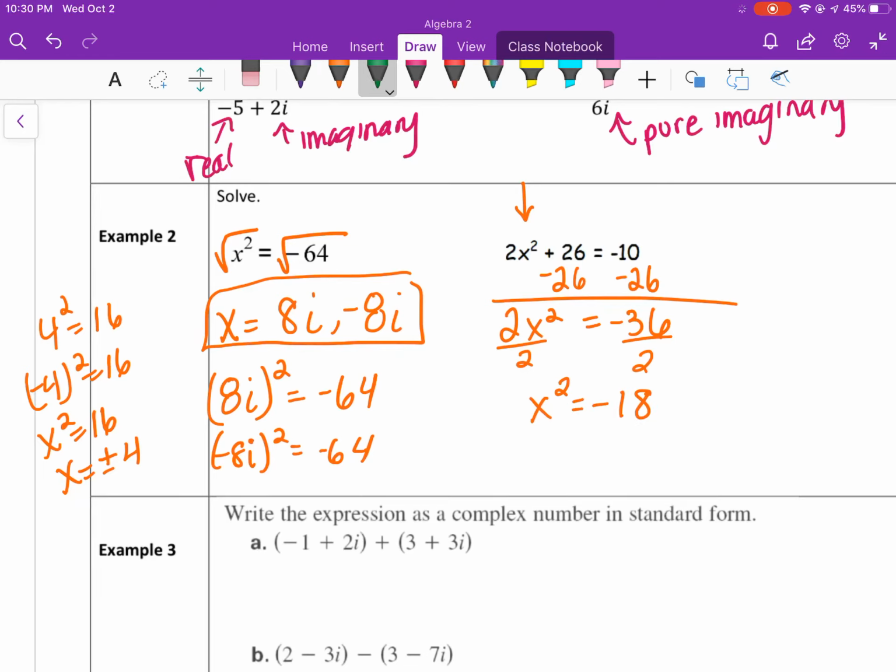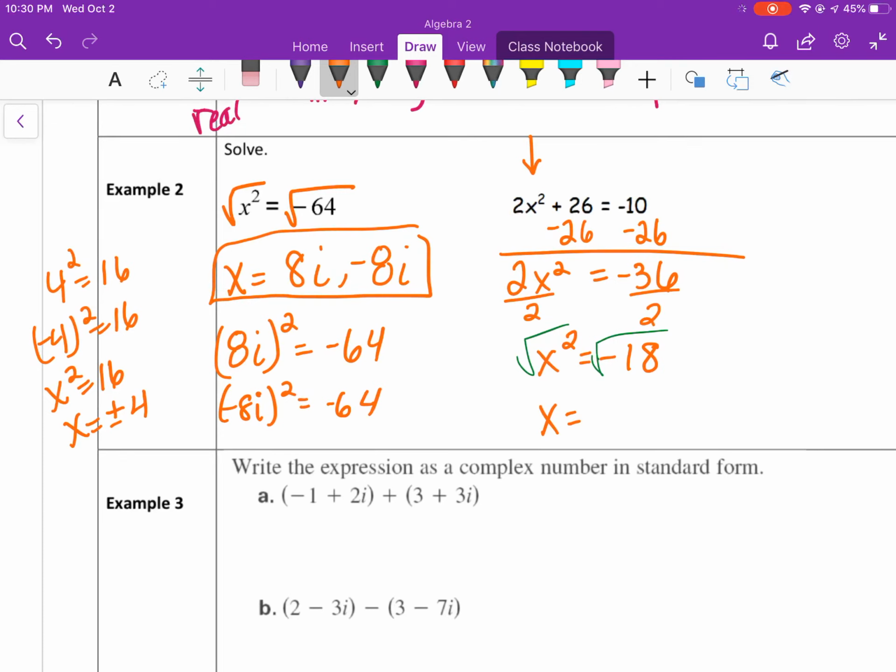Then isolate the x by getting rid of the square, by square rooting both sides, and you're going to get x equals the square root of negative 18. You can think of that as the square root of negative 9 times the square root of 2, so the square root of negative 9 is 3i, and then the square root of 2. Or if you've learned the factor tree method, that's 9 and 2, 3 and 3. So you can take out a group of 3 and the 2 is left in there.